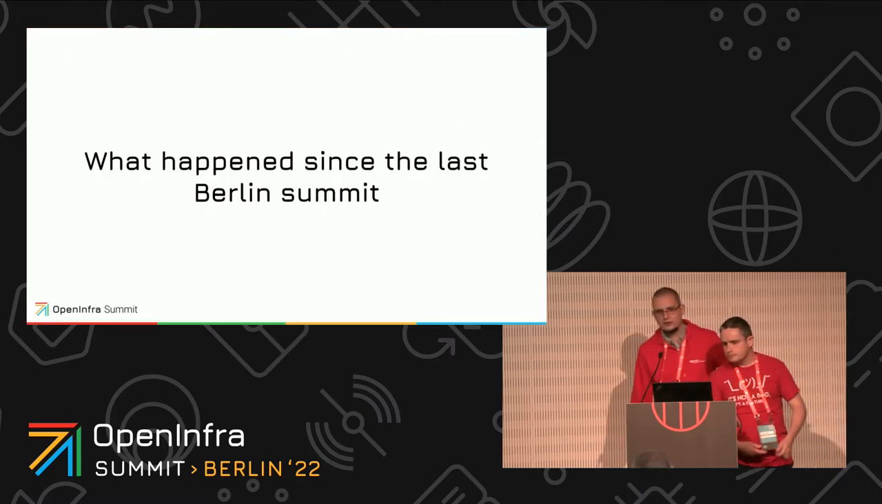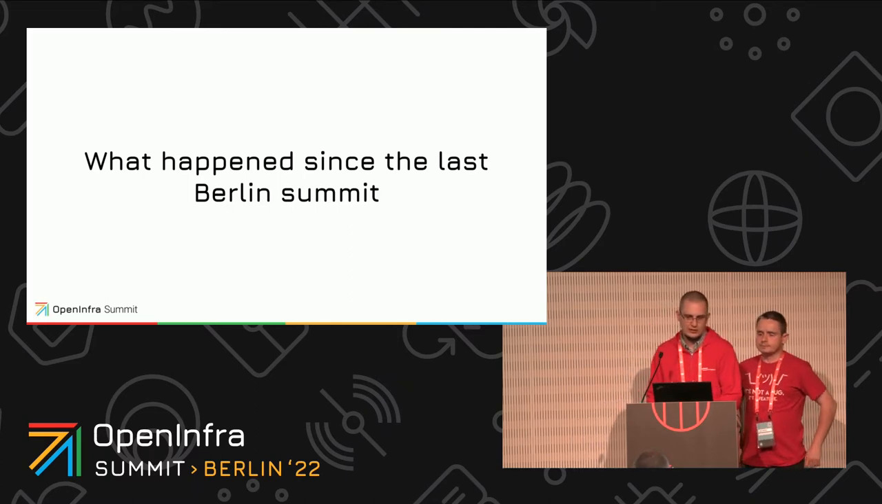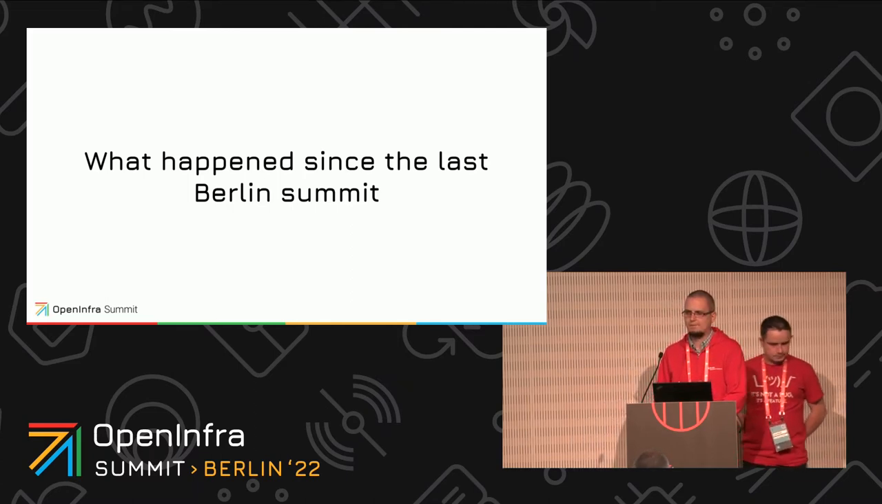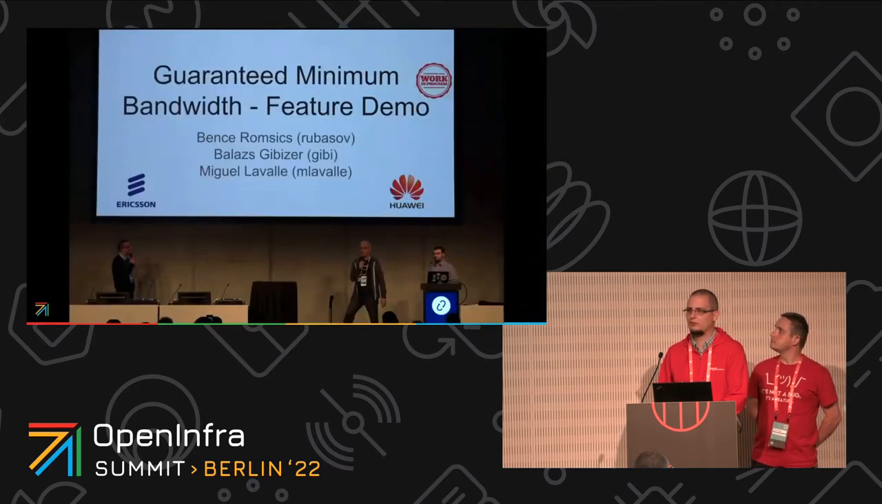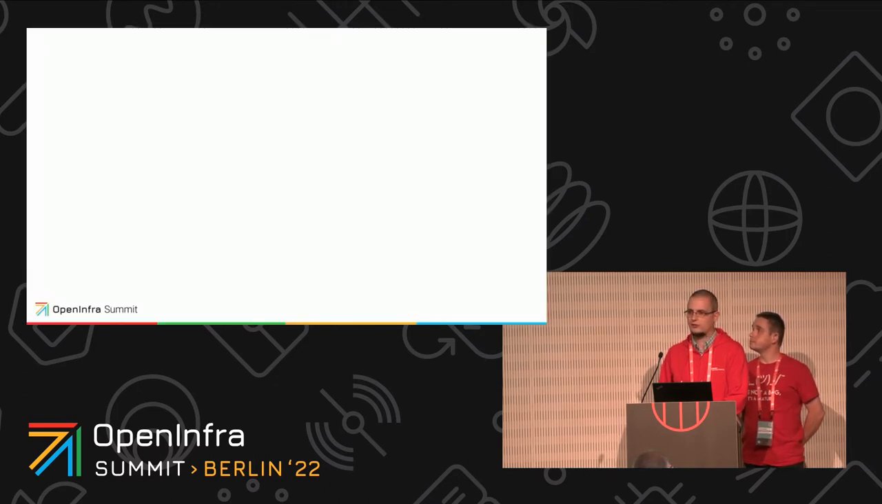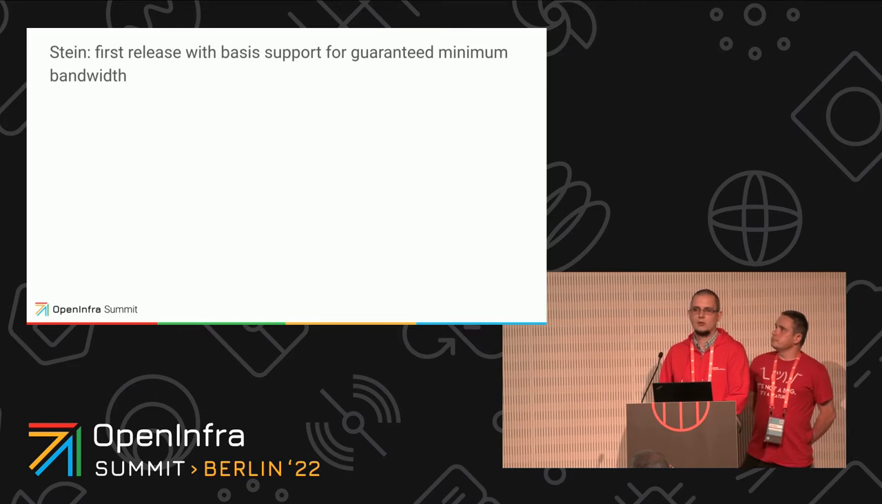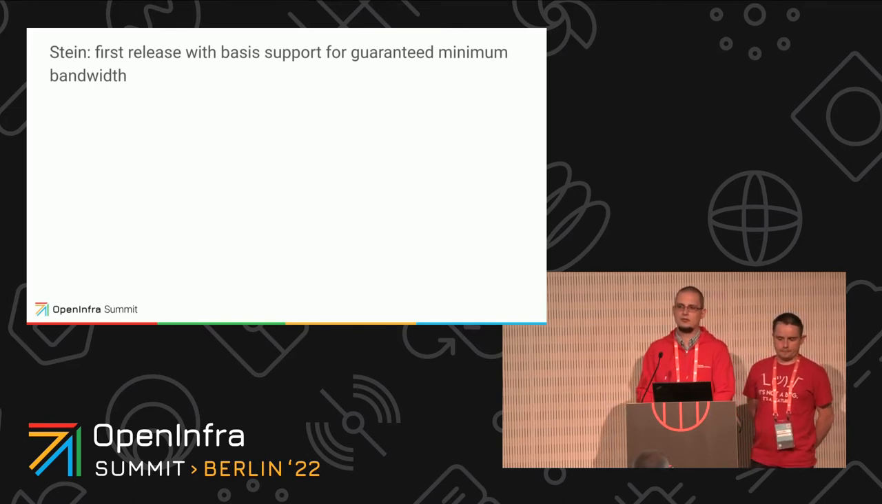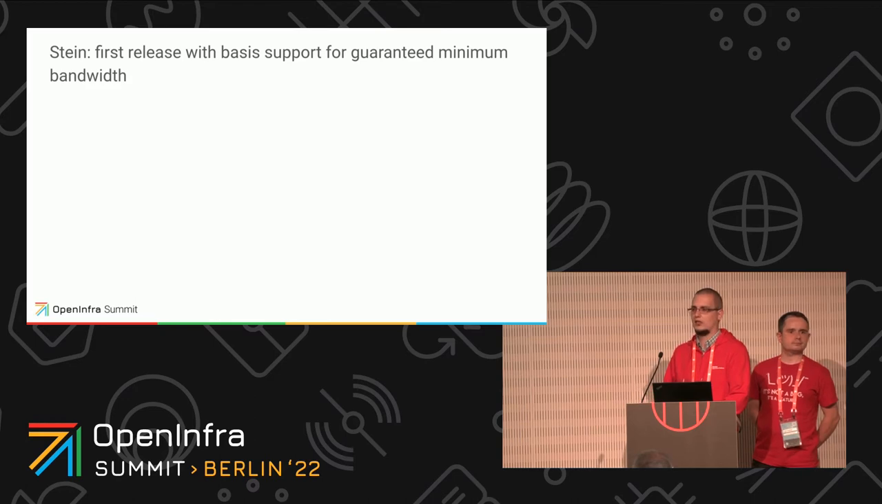Okay, thank you, Lajos. So as I mentioned, I would like to give some history of this. In 2018, we were also in Berlin, and at the time we showed the first work in progress presentation about the minimum guaranteed bandwidth. And since then, each OpenStack release contains something extra on top of that. So let's quickly go through what happened when. Stein was the first release after the previous Berlin summit, and there we released support for basically creating and deleting VMs with guaranteed minimum bandwidth QoS ports.